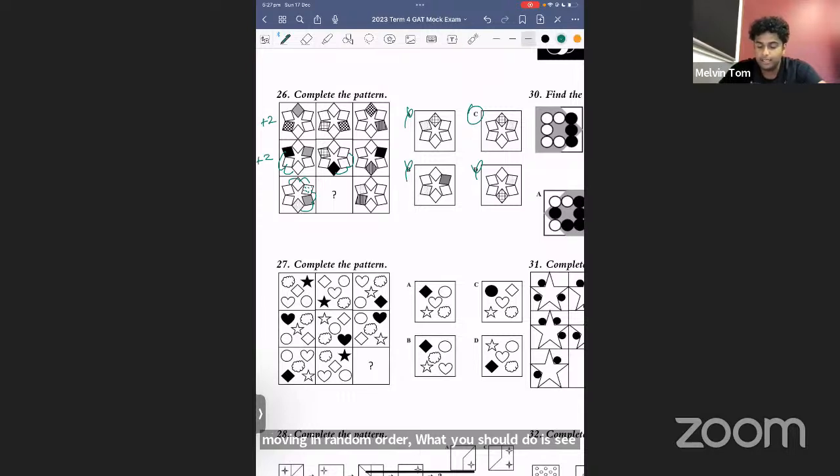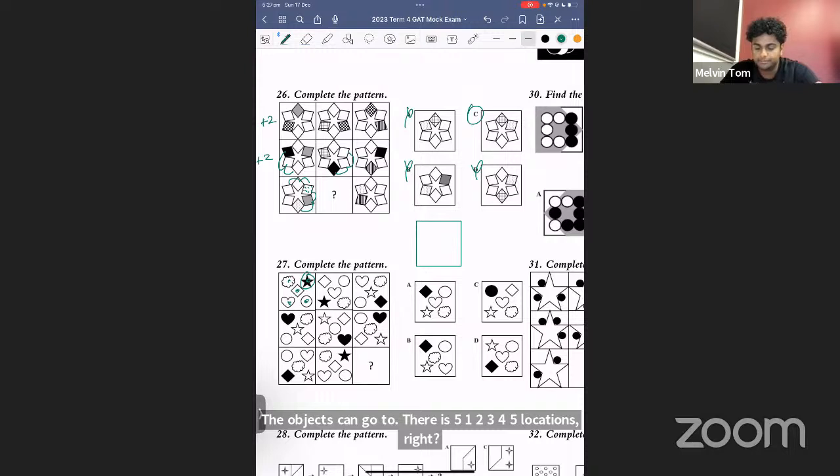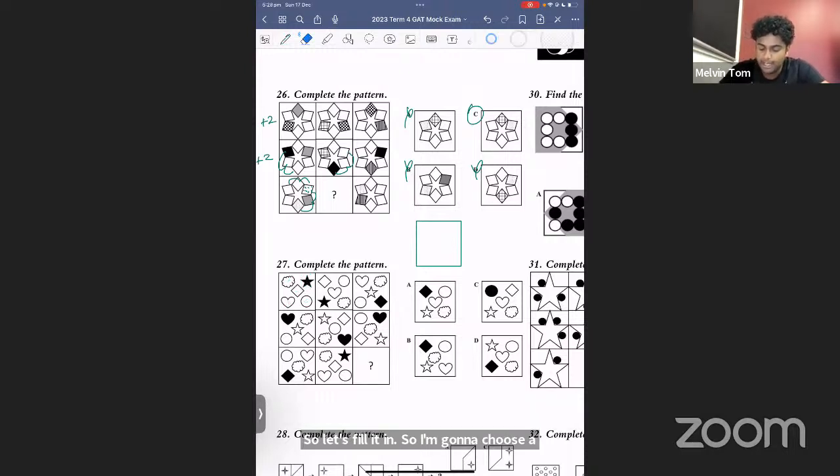And in question 27, let's draw it out, you'll notice that there is a consistency in the different locations the objects can go to. There are 1, 2, 3, 4, 5 locations, right? So let's fill it in. I'm going to choose a random object, the star, and I'm going to look across. So the star starts off here 1, then it goes here 2, and then it goes here 3.